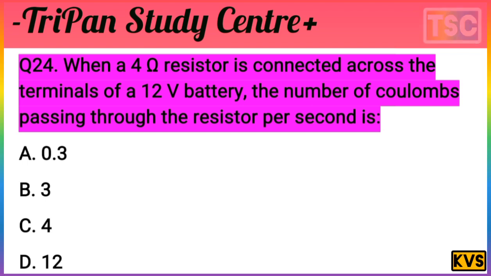Next question on your screen: when a 4 ohm resistor is connected across the terminals of a 12-volt battery, the number of coulombs passing through the resistor per second is. The question is clear here.